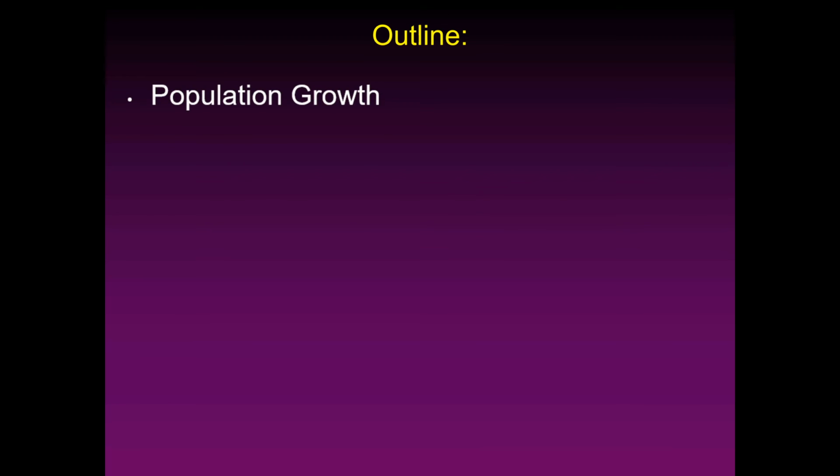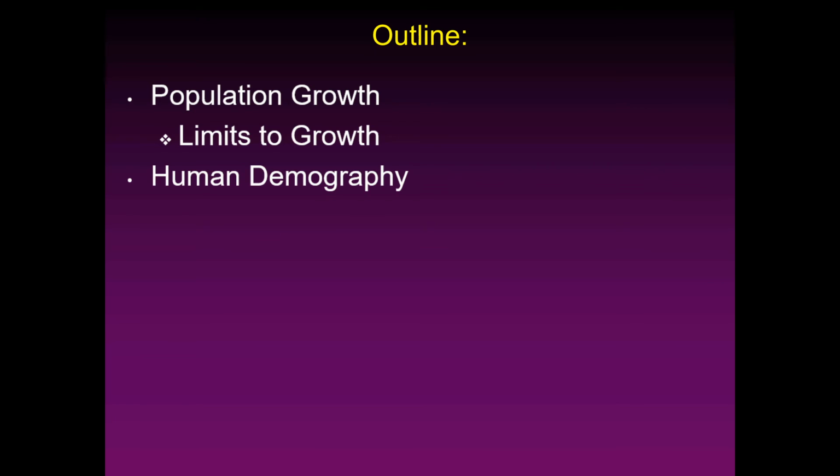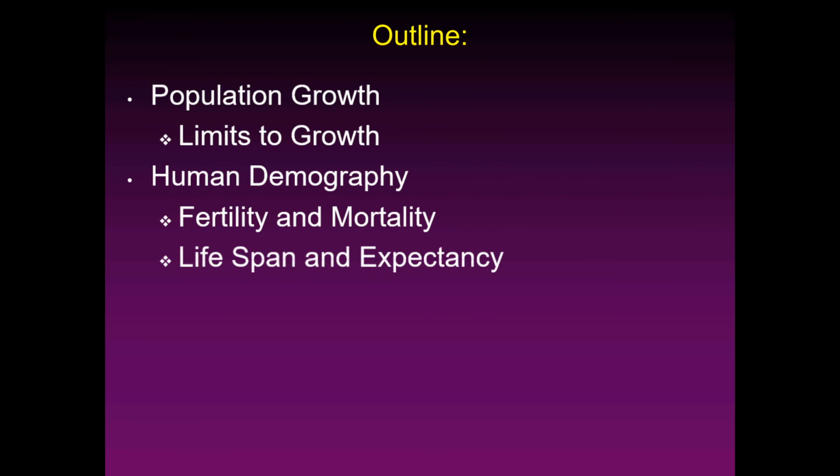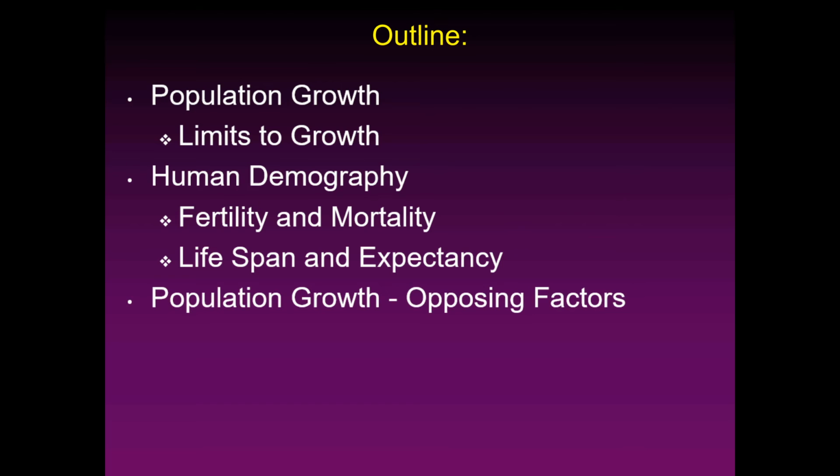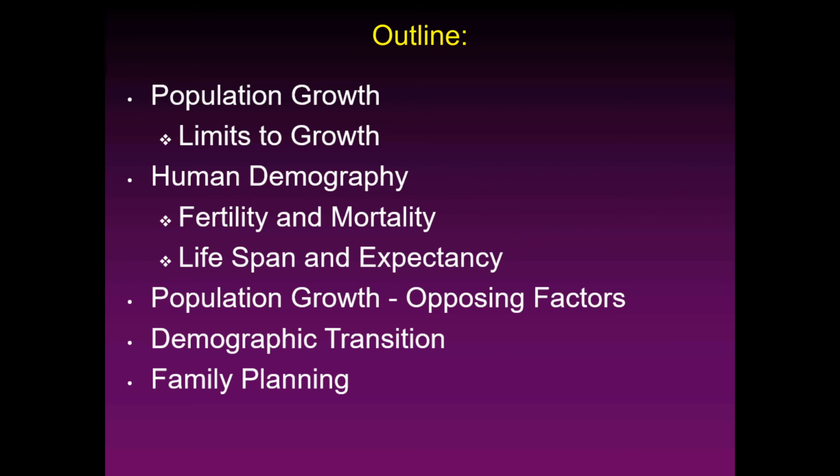So, our outline for today, we're going to talk about population growth and those limits to growth, human demographics, so fertility, mortality, lifespan, and life expectancy, population growth, and factors that oppose that growth. We're going to talk about demographic transitions going from the different levels of society: industrial, pre-industrial, post-industrial, family planning, which is something that is unique to humans, and the future of human populations.